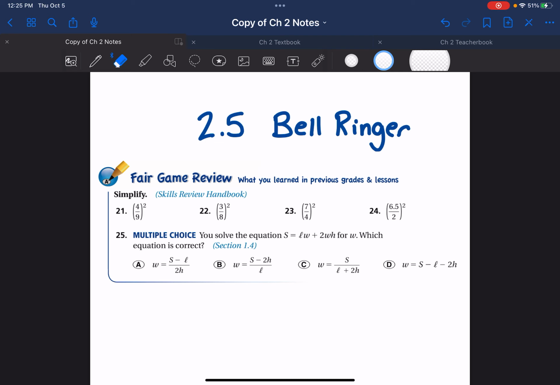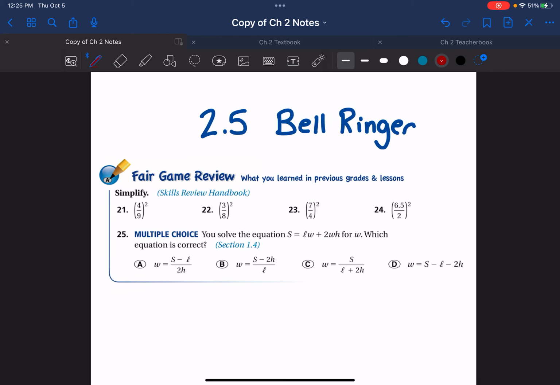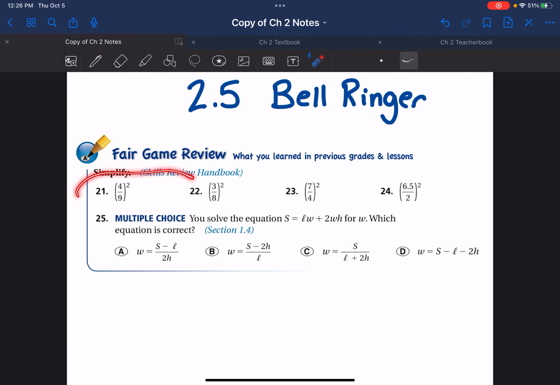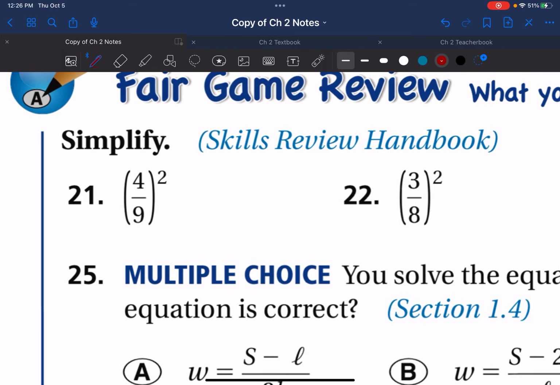So first of all, get out your bell ringer. Put your name on the top, and I'm going to go over a couple of these to help you out a little bit. The first 4 questions on your bell ringer today, you are taking fractions and squaring them. Now remember, when you square something, it's like multiplying it by itself. So this is going to be 4/9 times 4/9, okay? 4 times 4 is 16, 9 times 9 is 81.